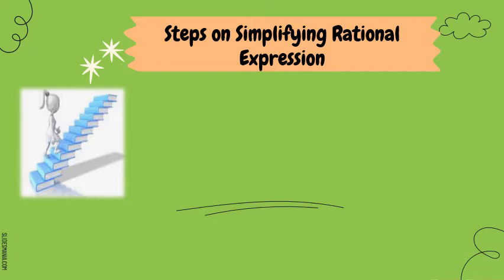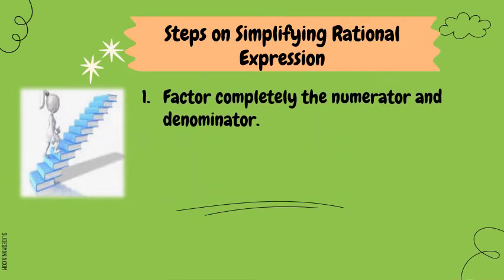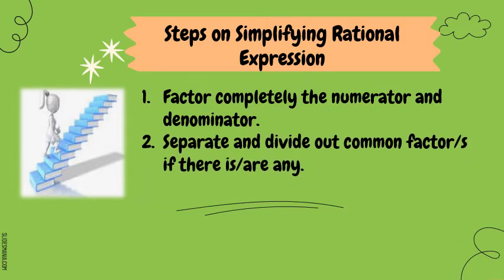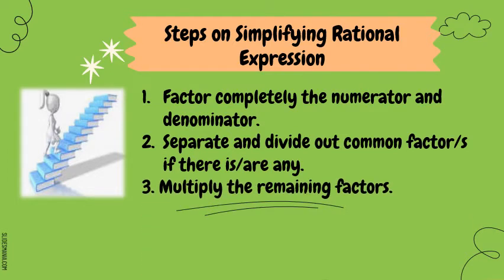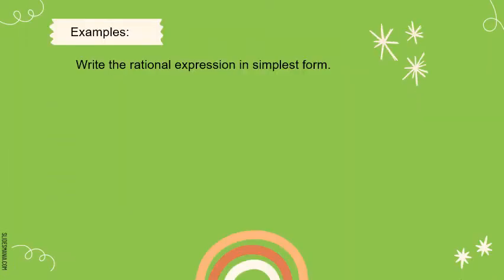Now let's have the steps on simplifying rational expressions. The first one: factor completely the numerator and denominator. Second, separate and divide out common factors, if there are any. Third, multiply the remaining factors. Examples: write your rational expression in simplest form.